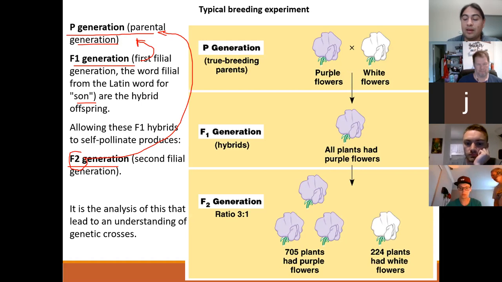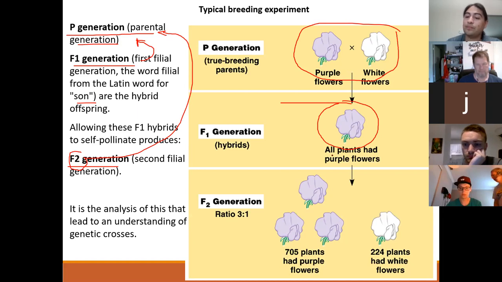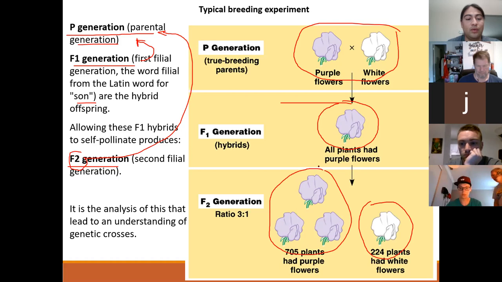So again, just try to keep this in mind: he was mixing purple and white true-breeding flowers, and he was getting 100% purple flowers in the F1 generation. But then when they were self-pollinating, he was getting 25% of them white and 75% of them purple. So he was amazed by these facts, like the white flowers were showing up later.